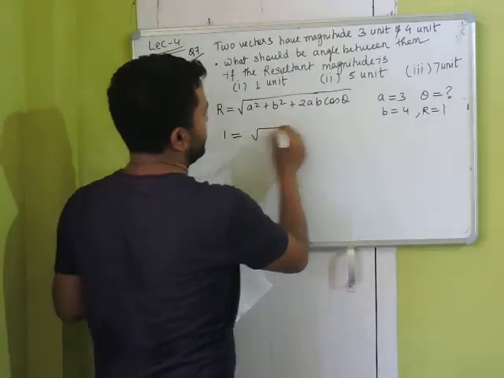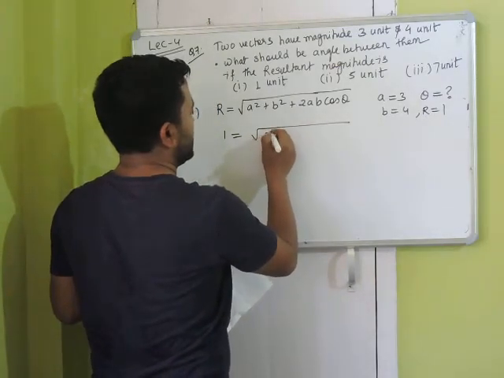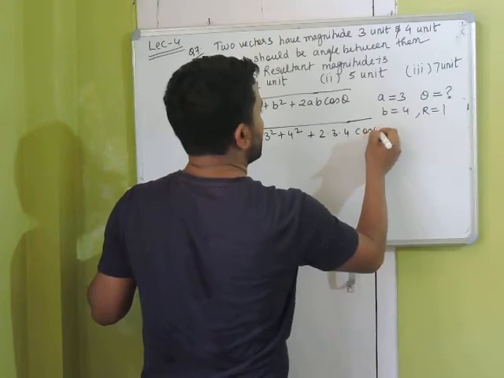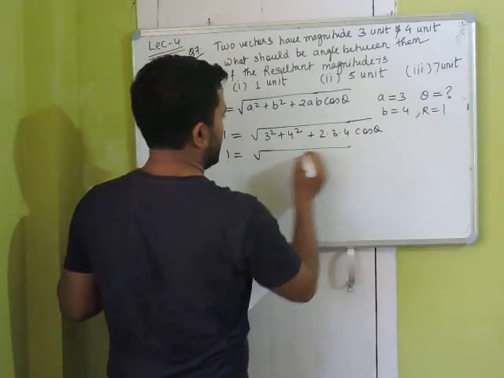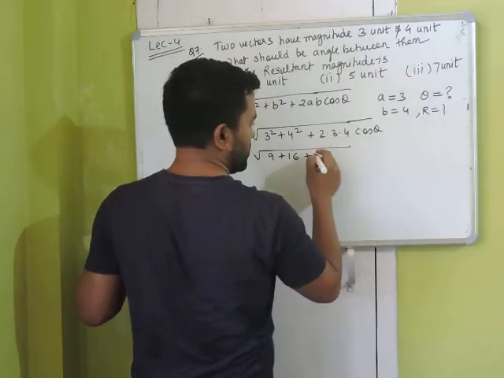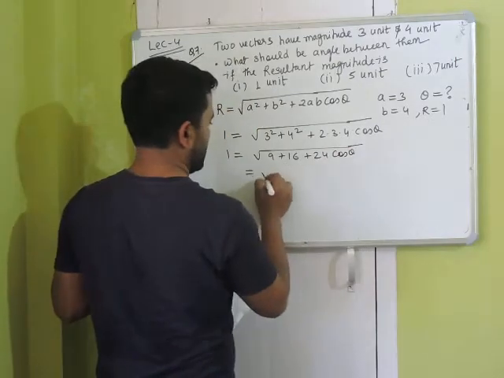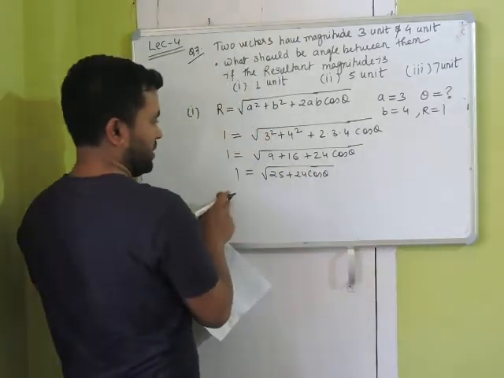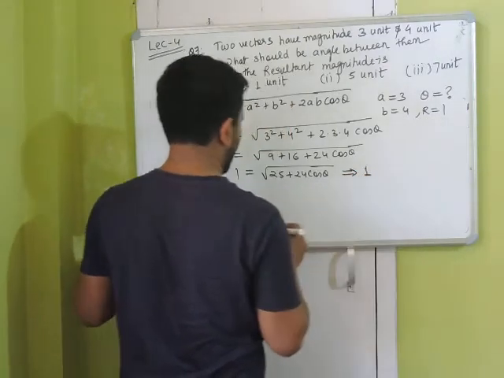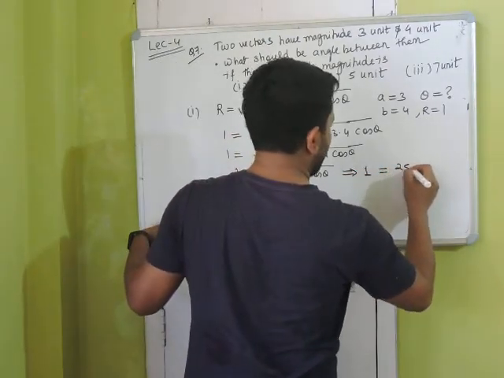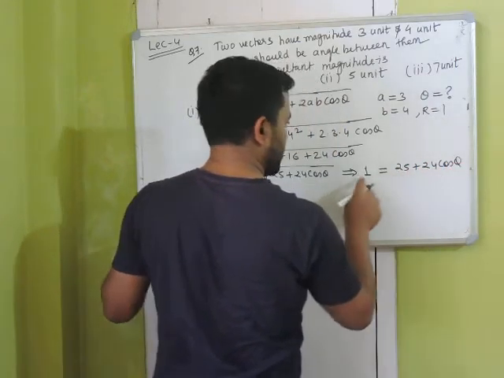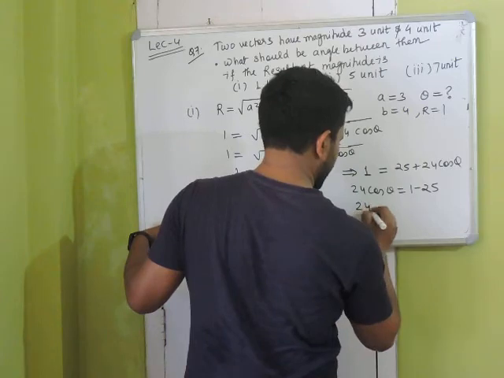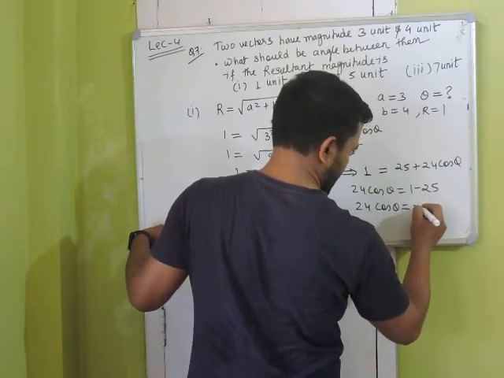So this is 1, a is 3, 3 squared, 4 squared, plus 2 into 3 into 4 cos theta. So this will be 9 plus 16 plus 24 cos theta. This will be 25 plus 24 cos theta. If I square both sides now, then 1 squared is 1 only. So squaring both sides, 1 equals 25 plus 24 cos theta. If I take 25 to this side, so 24 cos theta will be 1 minus 25. So 24 cos theta is minus 24.